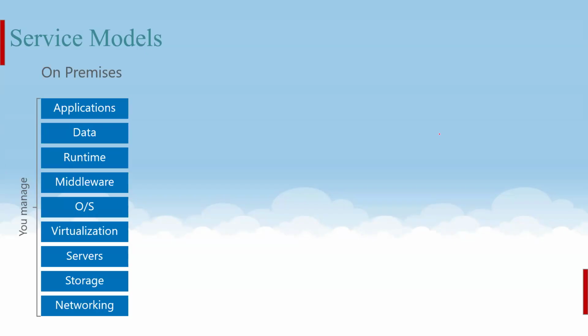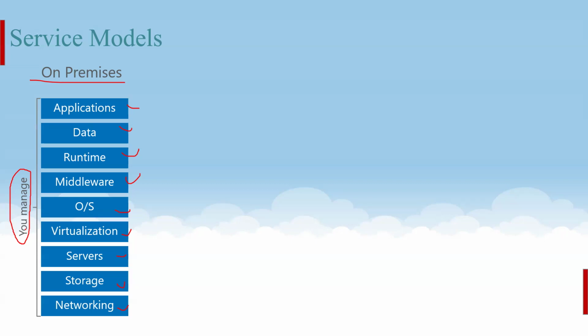Let's know first about on-premises. If you go for on-premises, network, storage, servers, virtualization, OS, middleware, runtime, data, application, everything you need to take care of in on-prem. When you go for on-premises, everything we need to handle.